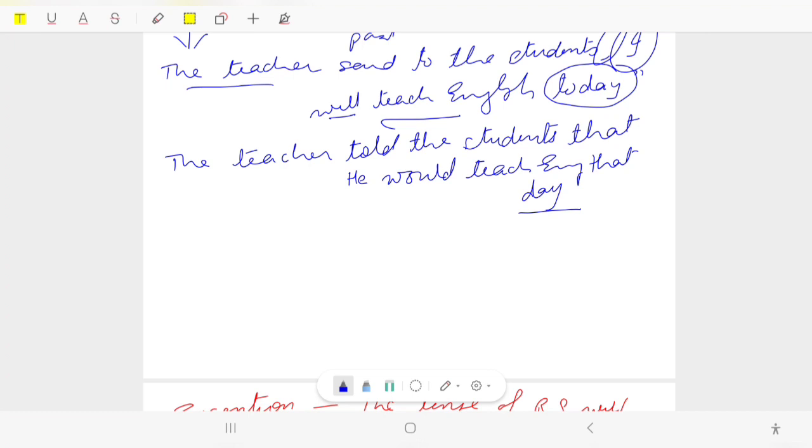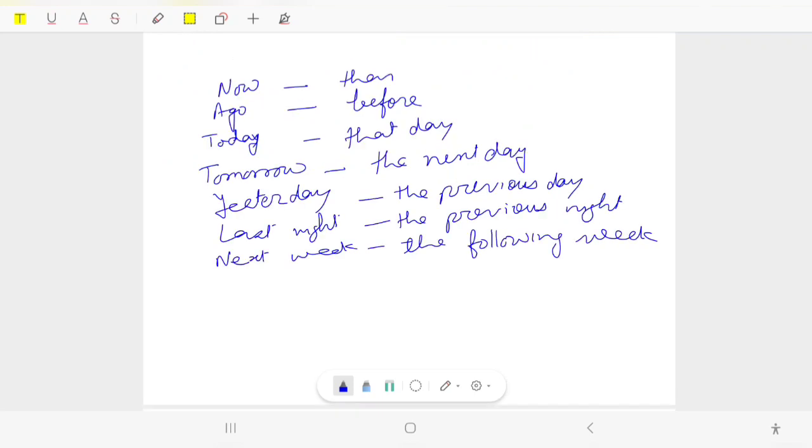So which are those words which we change? Some places we change these words and some places we do not change. So first of all, let's see how we change the words, and then we'll see the situations where we change them and the situations where we don't change them. Such questions or such sentences are given in competitive exams such as CGL, CHSL or CDS. So let's have a look at how we change.